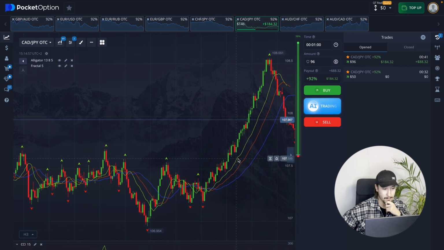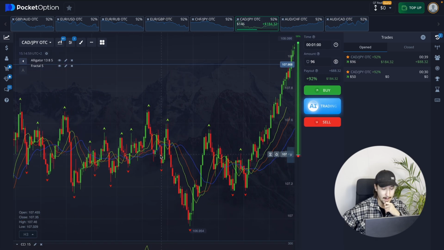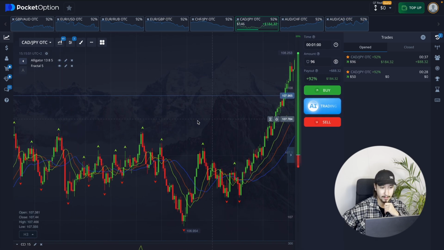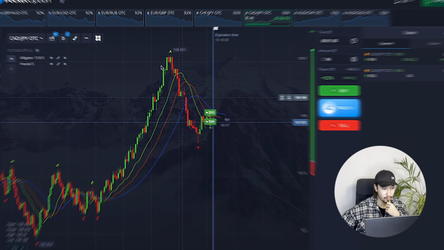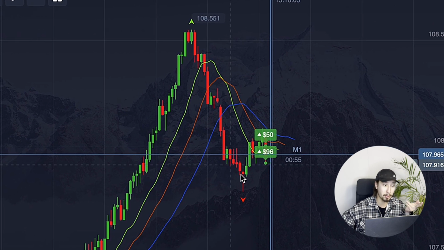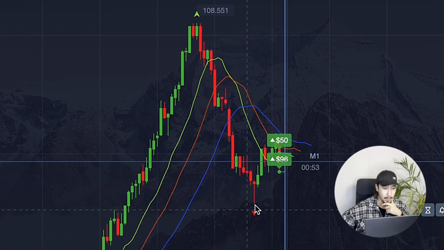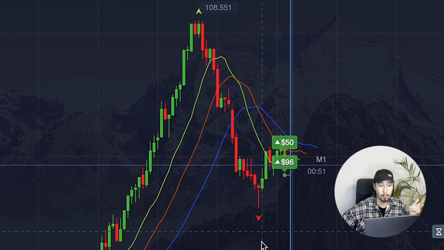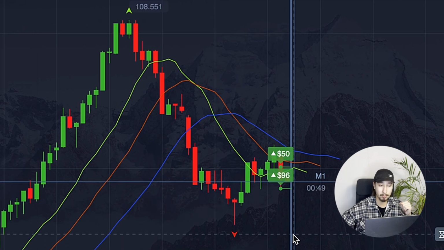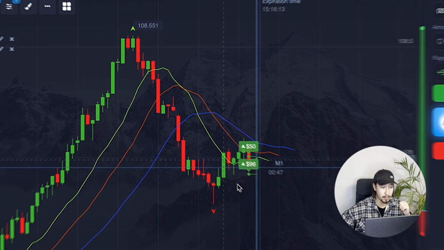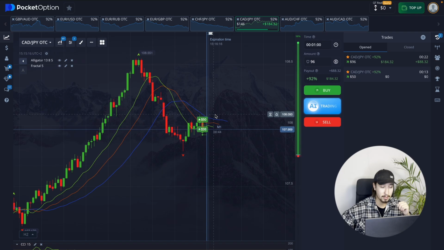Here we have the upward dynamics of movement, and after the flat corridor of price movement and after the renewal of the structural maximum, we had a rollback, and the structural local minimum was actually renewed. And after this, we see a rollback going up. So in this case, I open a position for an increase. We'll look at the results of these two transactions.